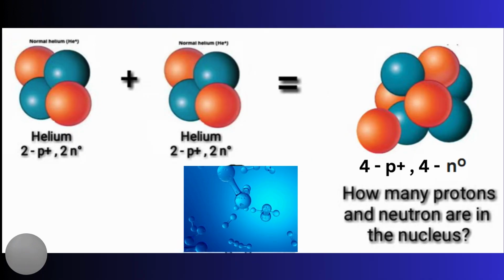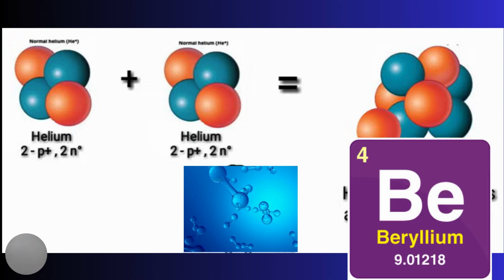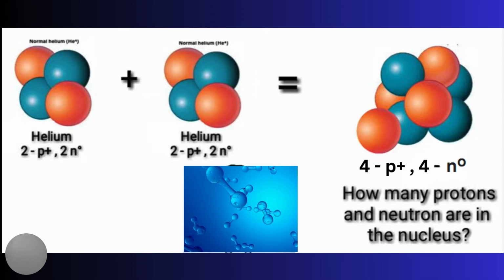So here, this is another way. What element is it? Helium plus helium. Two protons, so four protons or four neutrons. What element is that? Look: four protons, that means its atomic number is 4. What element is it? That is beryllium. Please write down the formula.